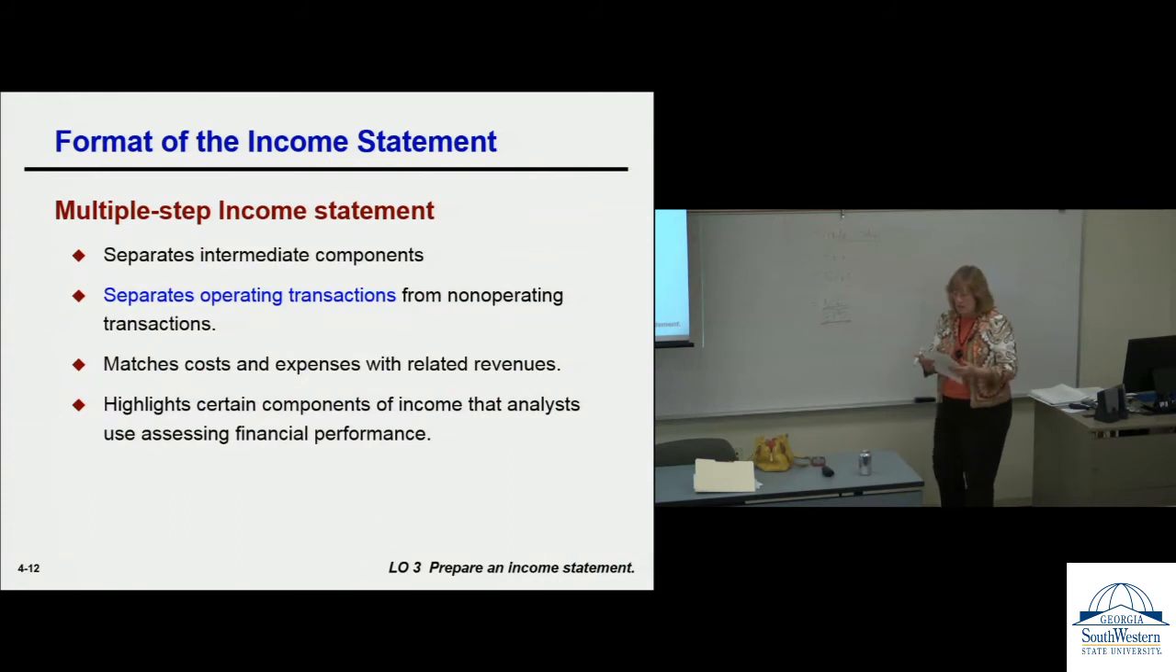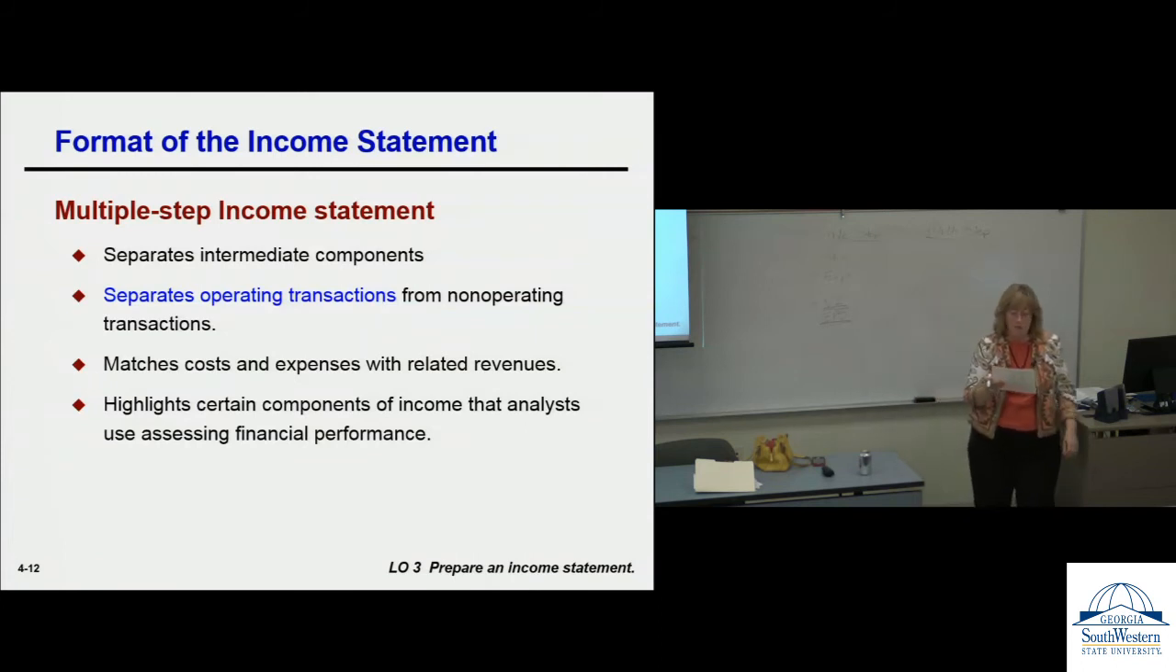Let's look instead on page 167, and we're going to look at a multi-step statement. All right, so what is the formula for a multi-step statement? It's much more complicated. Where are our revenues? Remember we had sales revenue, dividend revenue, and rent revenue. All right, where did sales revenue go? Sales revenue went right up at the top because it is part of the operations.